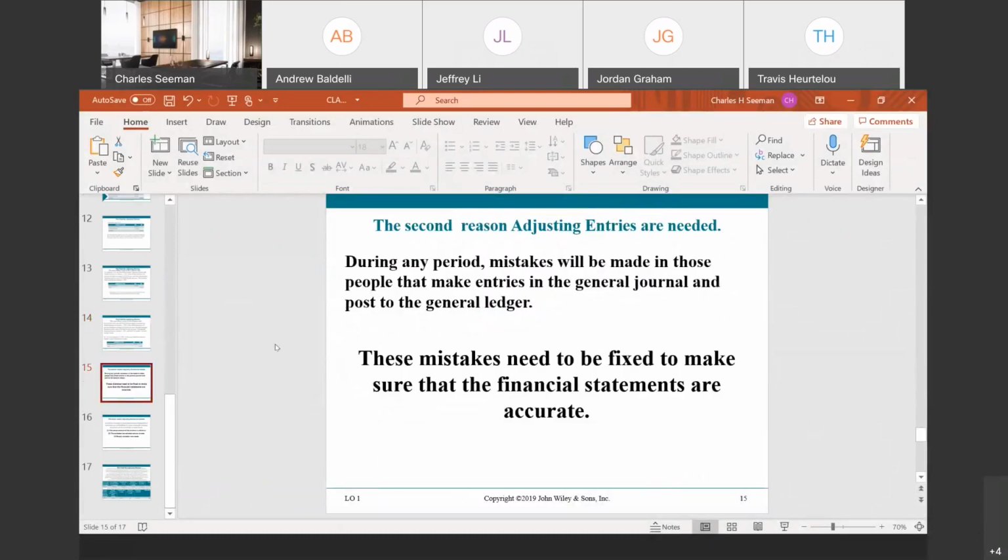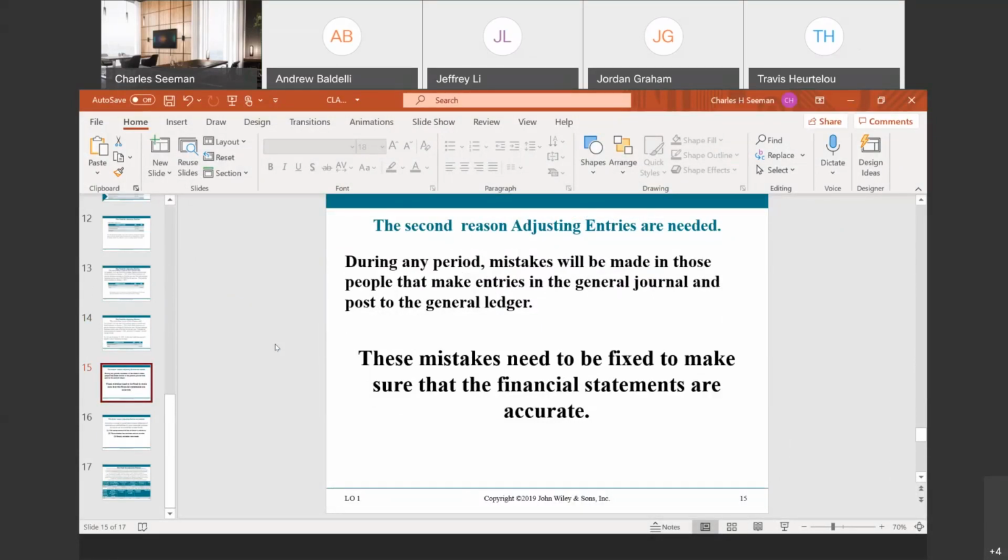The second reason adjusting entries are needed is simply because people make mistakes. Okay, there are bookkeeping errors. You'll make errors, your coworkers will make errors, and those errors need to be fixed to make sure that the financial statements are accurate. So you need to go through the general ledger and make sure that all the accounts are correct.